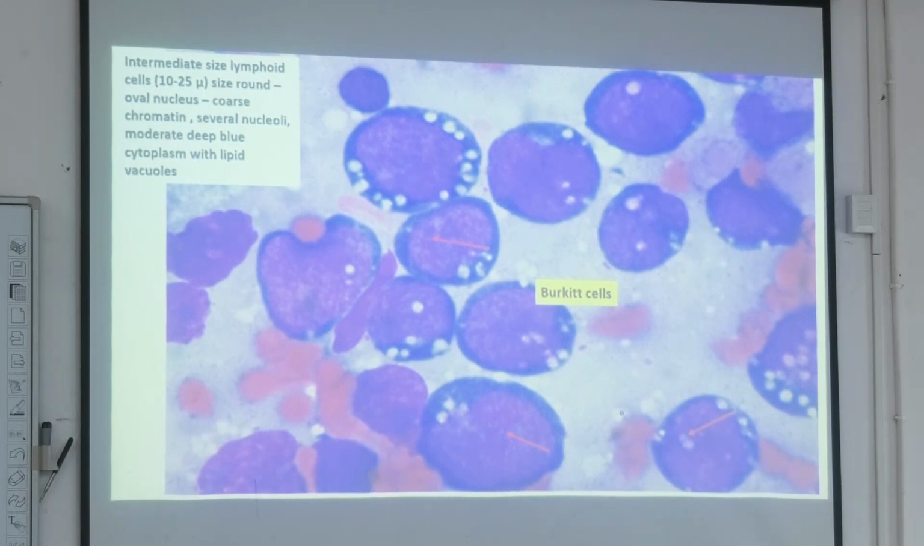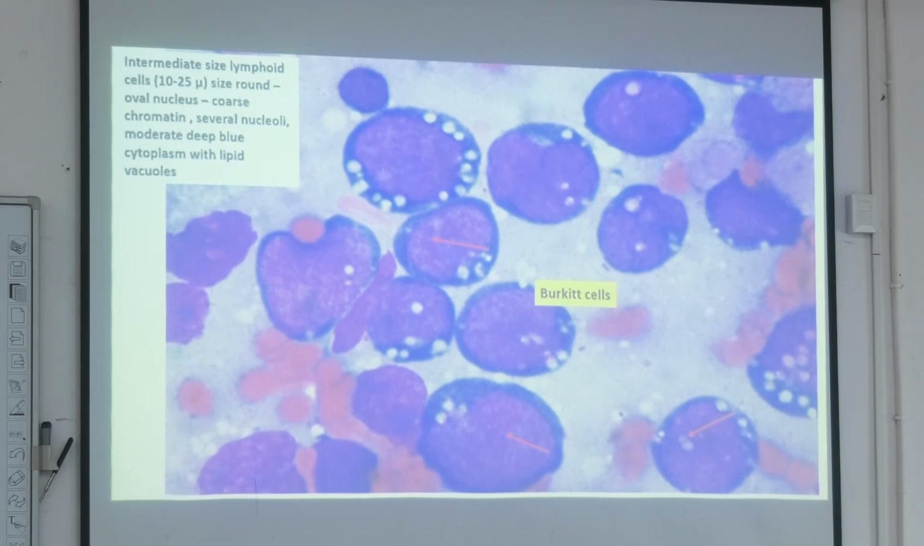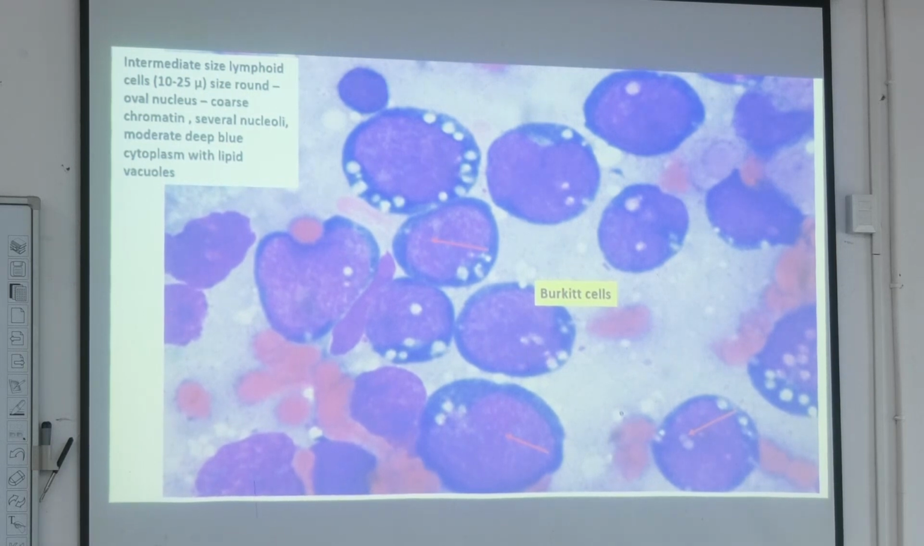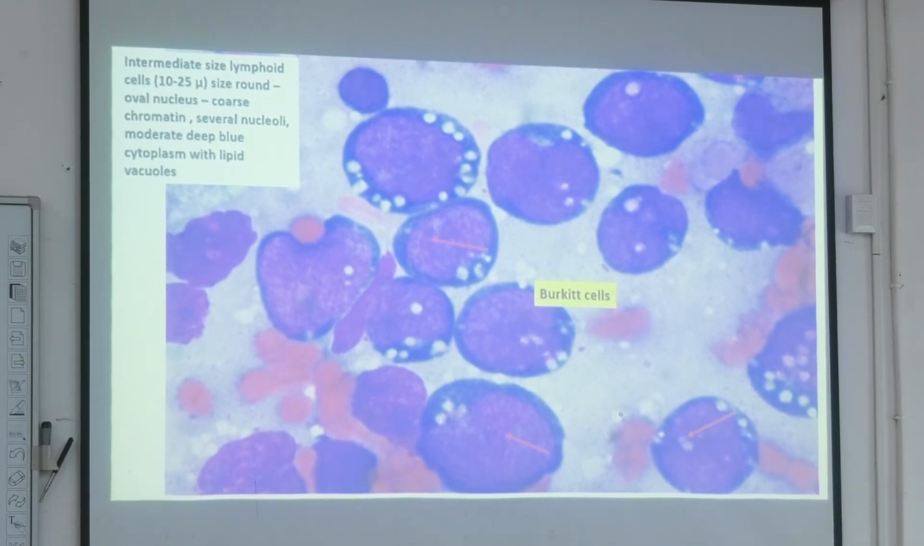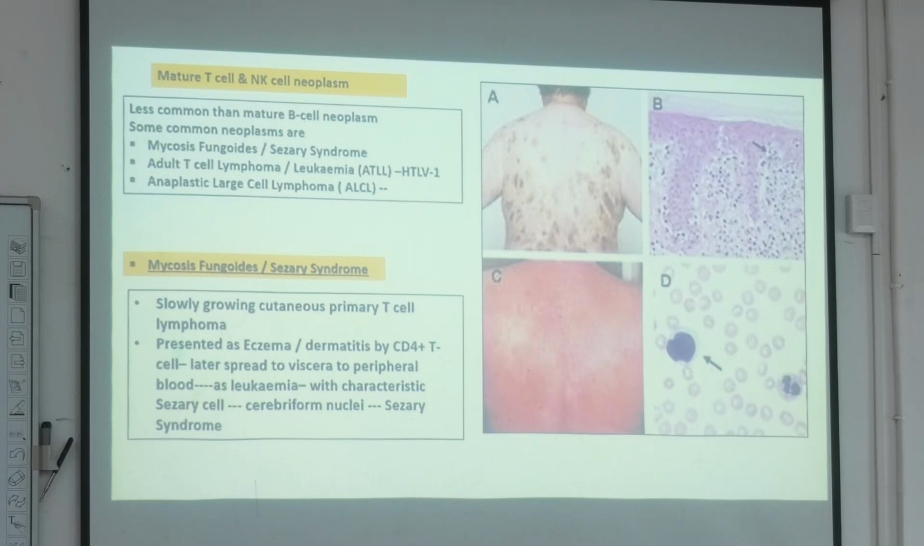In the exam they will ask about L1 blast, L2 blast, L3 blast in ALL. So why is this cell important? Because it is related to ALL, and the morphology of the cell is important to identify. That is the Burkitt-like cell in ALL, and here is the Burkitt cell. Clear? Large cell, coarse chromatin, deep blue cytoplasm and cytoplasmic vacuolation. So B cell lymphoma, NHL, is clear.